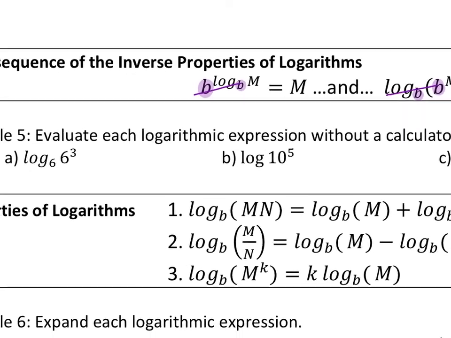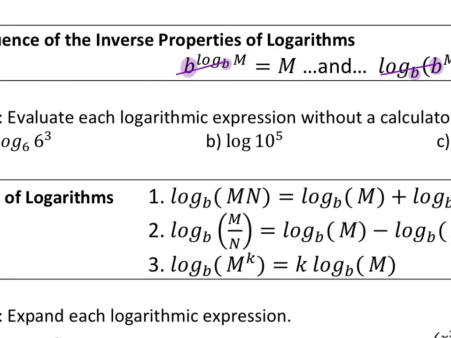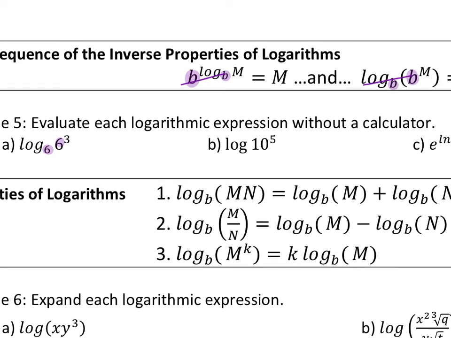So if we look at these, we should be able to do them very, very quickly. Log base 6 of 6 to the third power. Since these bases are exactly the same, it's going to cancel those out, and this would just be equal to 3, whatever's left over. On B, log of 10 to the 5th power. This should be very simple, because a logarithm with no base showing has a base of what? 10. And then I have an exponential with a base of 10 inside of it. Those are essentially going to cancel as inverse operations, and I've got 5. That's it.